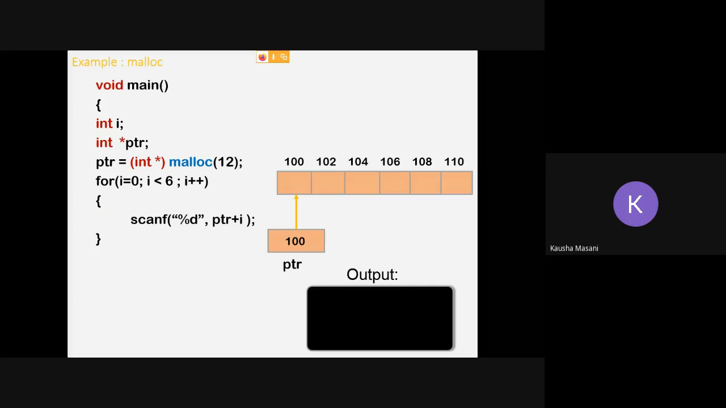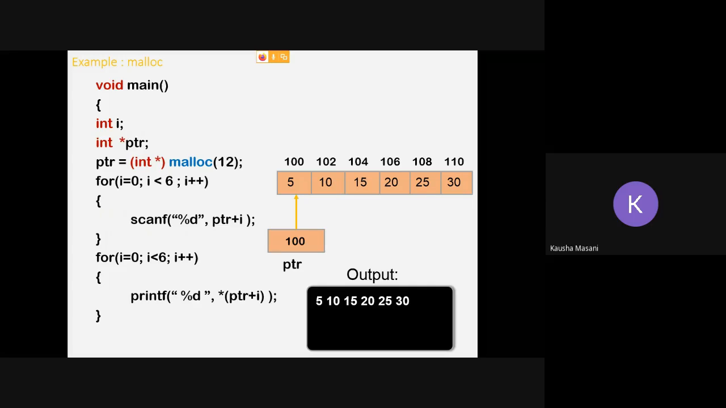So my output will be something like this. This is what I am going to enter: 6 values: 5, 10, 15, 20, 25, 30. And if I want to display those values, then again I'm going to run a for loop. I'm going to display it using star ptr plus i. So the output will be the same.